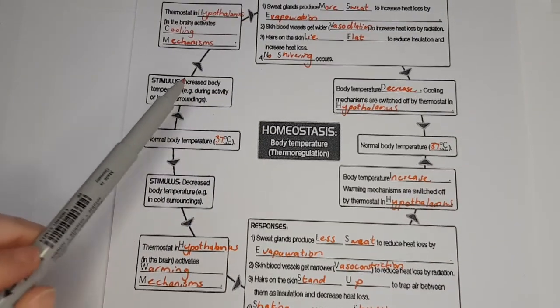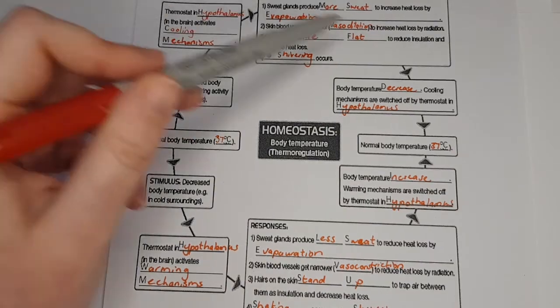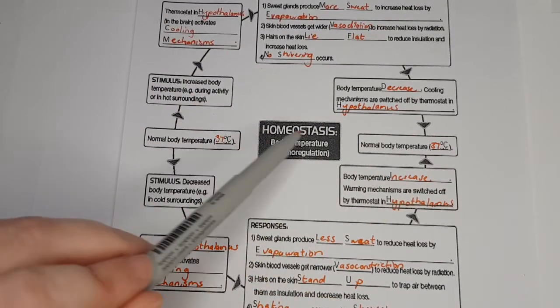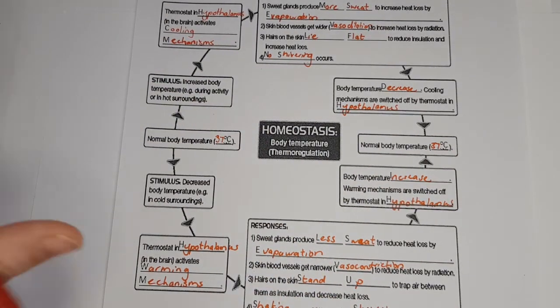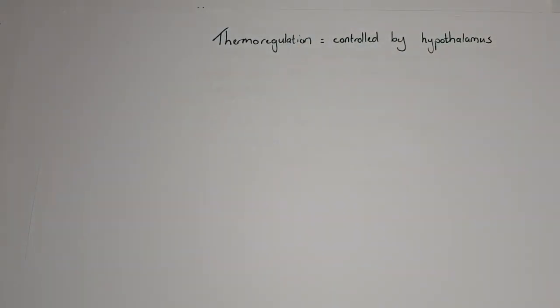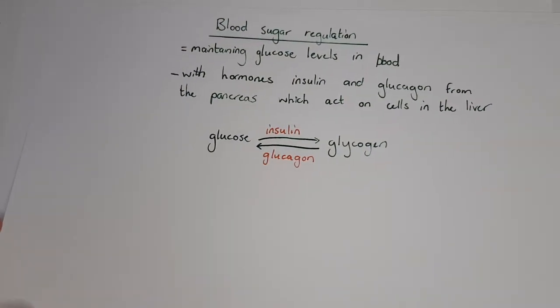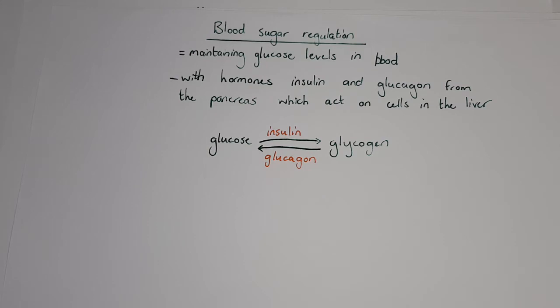So our negative feedback always works in a cycle of getting back to where we want for homeostasis. So that is your negative feedback loop for body temperature, and how the skin helps warm us up. Then the other feedback mechanism that we also need to know about is all about blood sugar regulation.